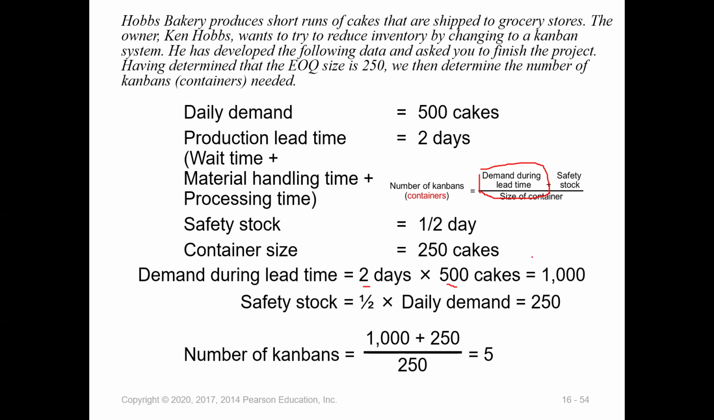Then I add the 250 plus 1,000, divided by 250. So the number of Kanbans needed is 5. Okay? That's how we calculate the number of Kanbans. So the idea here, you need 5 Kanban containers.